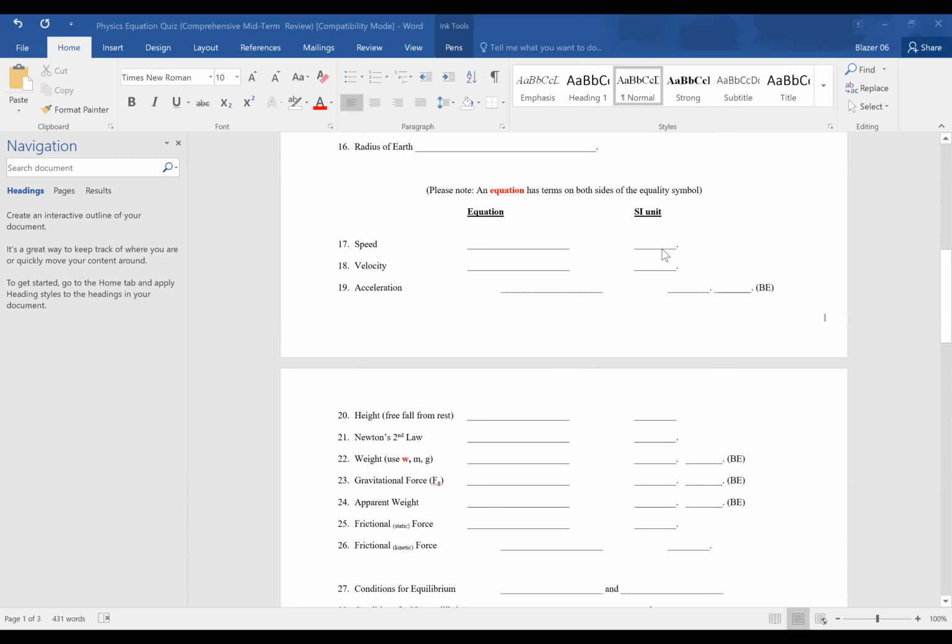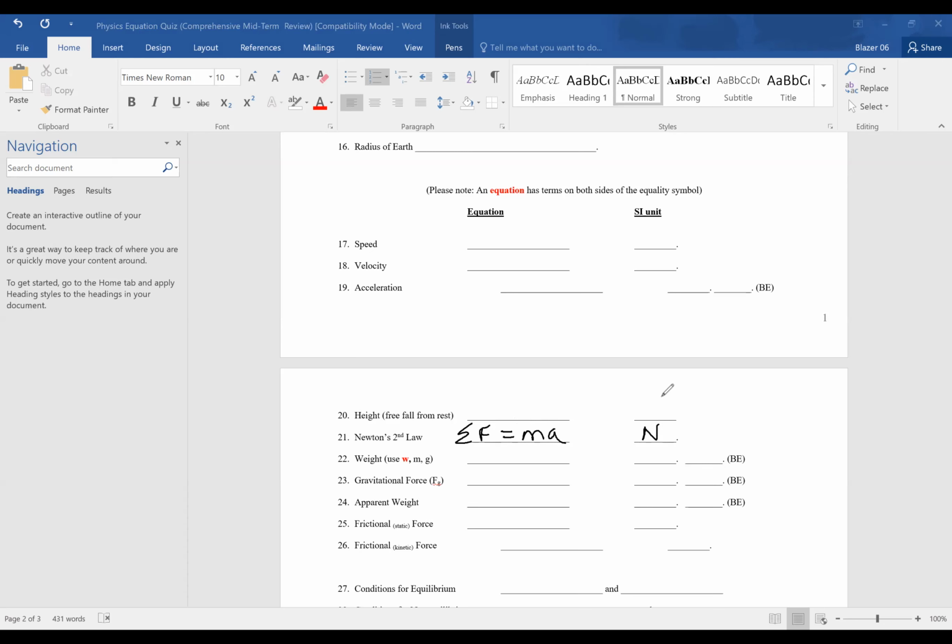So number 21 is the first equation that we have learned today. That equation we said, writing it linearly, is that the net force, which is a vector, is equal to ma. And the unit is newtons.